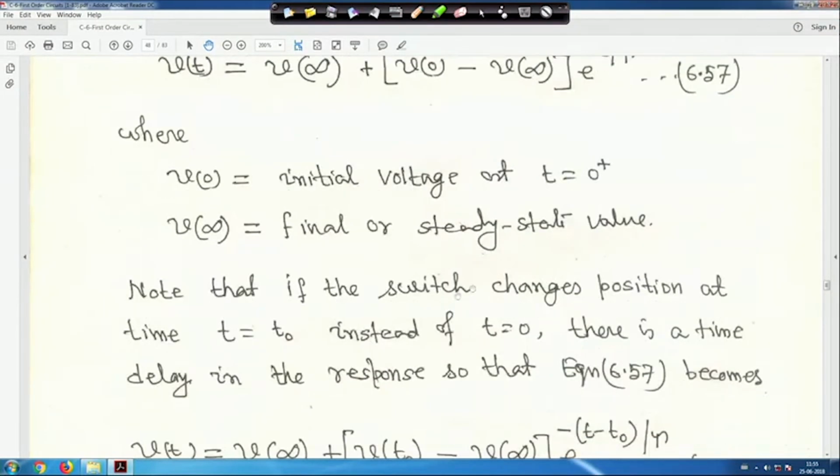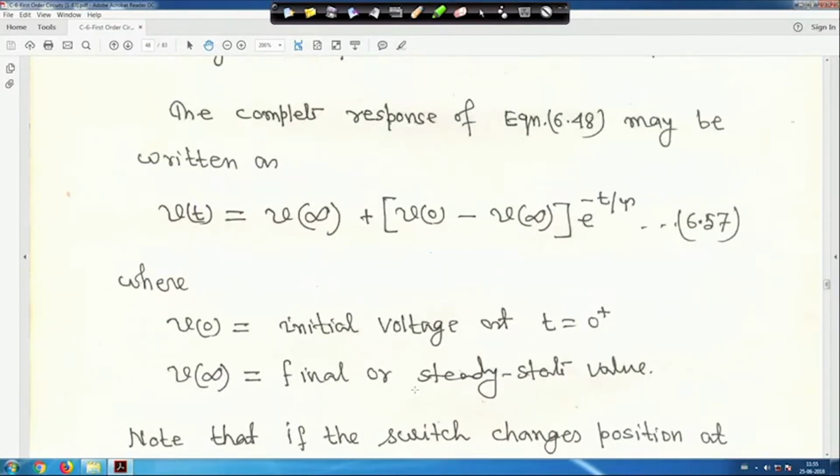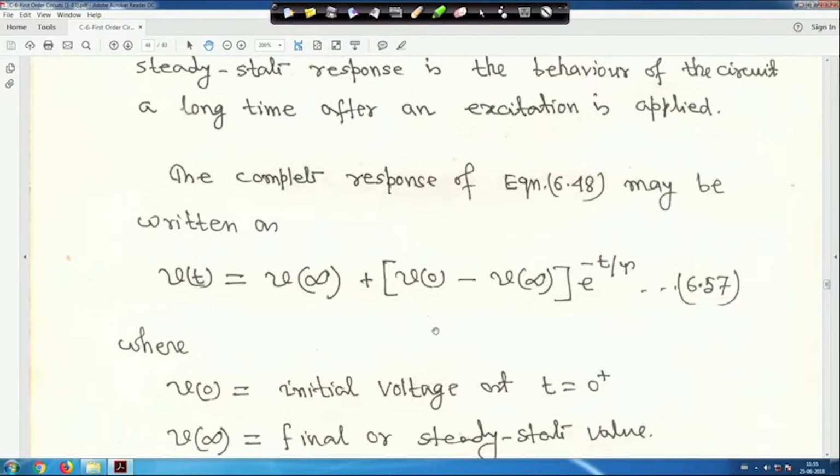Note that whatever we have considered so far is with the switch changing position at t is equal to 0. Now suppose the switch changes position at time t is equal to t0, where t0 is not equal to 0. So instead of t is equal to 0, there is a time delay in the response of equation 57. In this case, what will happen?